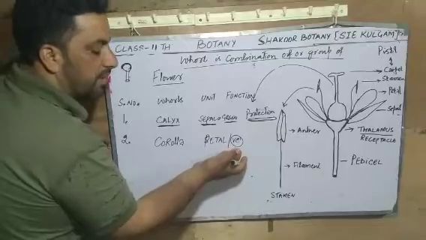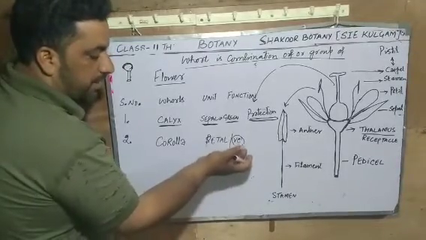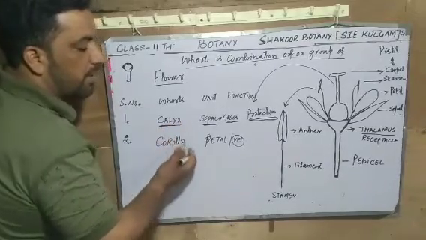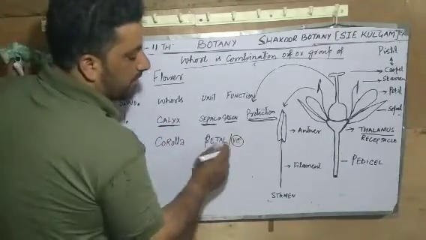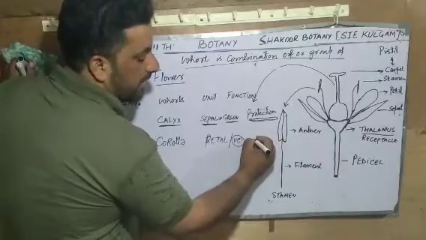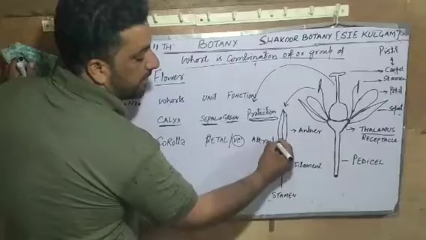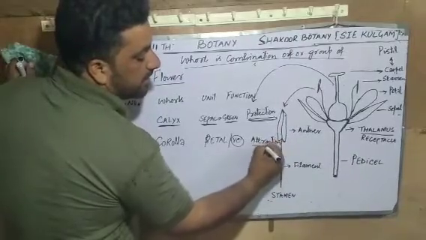They are variously colored. And all petals in a flower form a whorl. That whorl is called corolla. Remember, what is the function of these petals? They are meant for attraction, they attract insect pollinators.